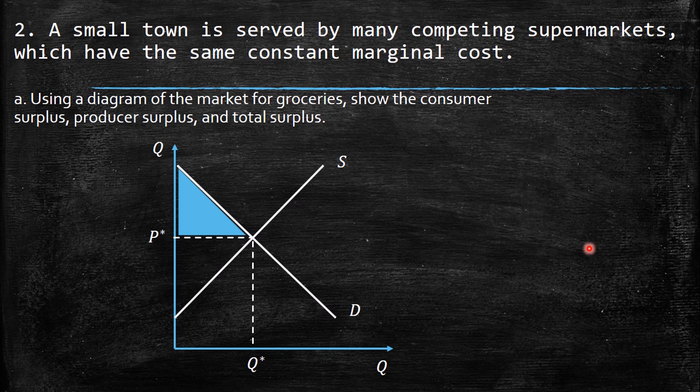Then this triangle is considered the consumer surplus, and this green one is the producer surplus. Remember, what is the definition of consumer surplus? It is kind of saving, between quotation marks, all this willingness from the consumer side that they don't pay. For example, people who are willing to pay a price higher than P star won't pay that, because the equilibrium price is going to be lower.